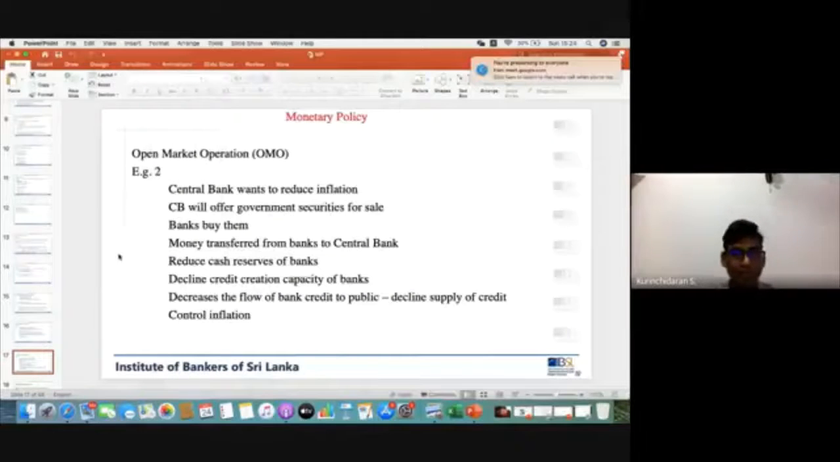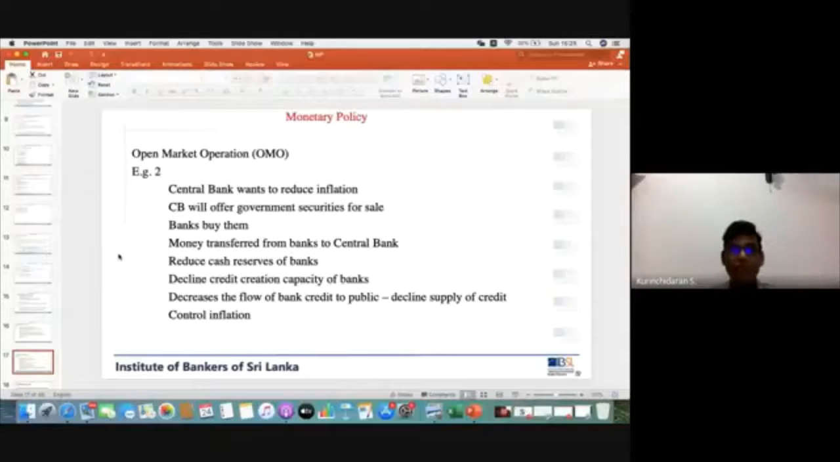Okay, so then banks' reserves came down, so then what happened? The credit creation capacity of the banks is going to decline, right? That means a decrease in the flow of bank credit to the public. So ultimately, in this instance also, the credit supply is going to decline. So finally, you are going to control inflation, right? This is the second example.